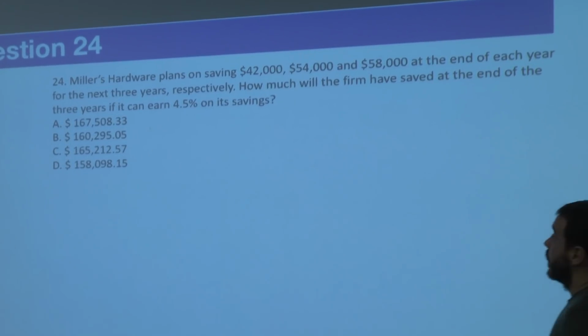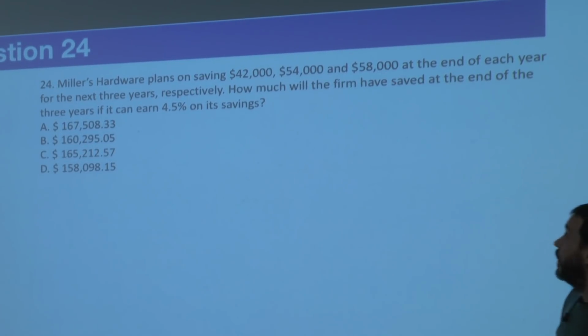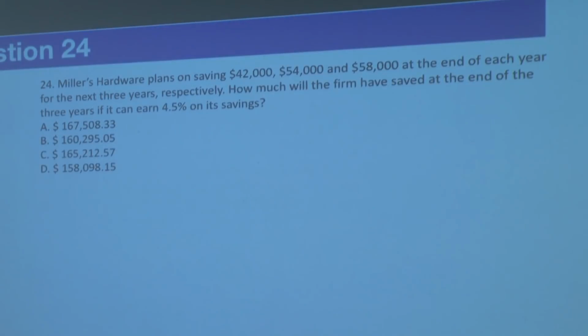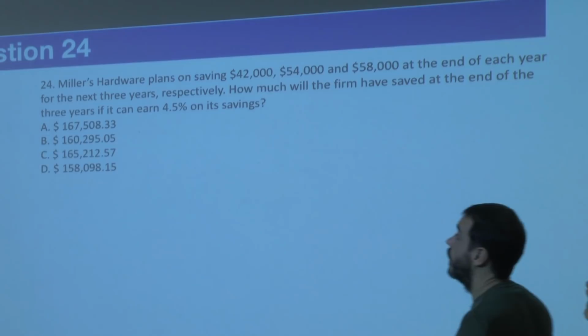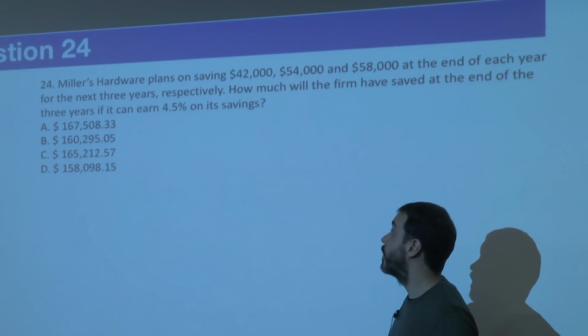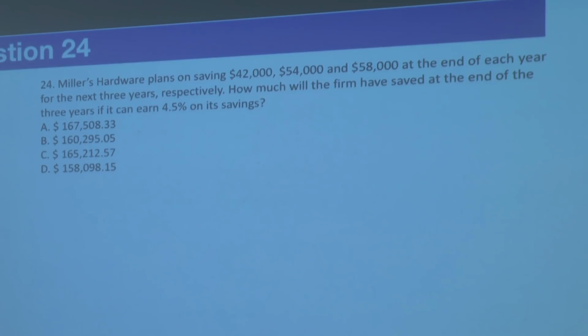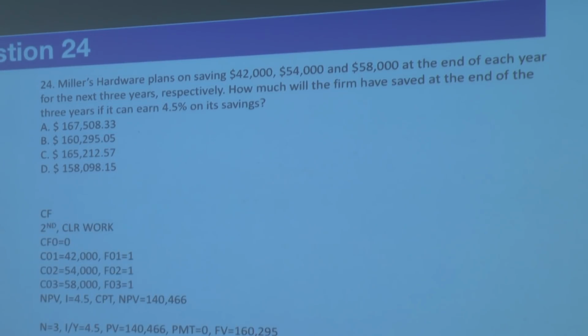Miller's Hardware plans on saving $42,000, $54,000, and $58,000 at the end of each year for the next 3 years. How much will the firm have saved at the end of the 3 years if it can earn 4.5% on its savings? Is this a present value or future value problem? It's a future value, right?